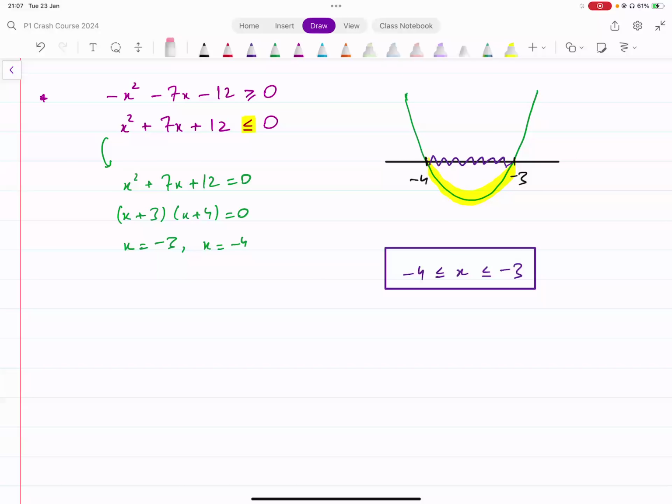All right, any problem with this? Any questions? Any problem with this?